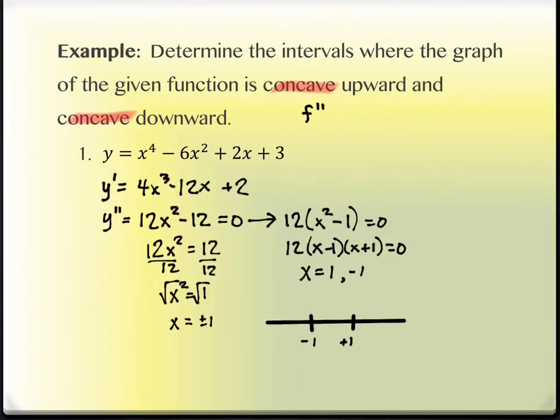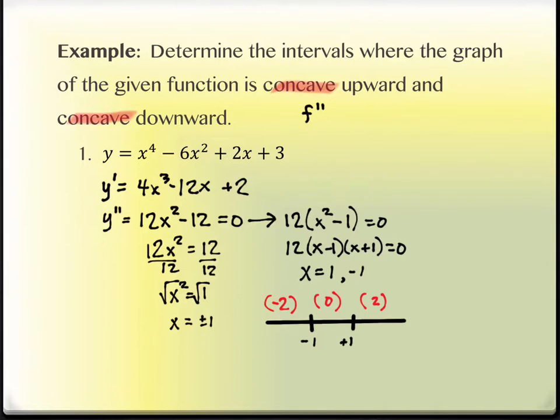I need test points in each of these intervals. So something before negative 1: negative 2. Between negative 1 and 1: 0. And then how about after 1? 2. And again, you can choose anything. It doesn't mean it has to be these values, because all I really care about is the sign.